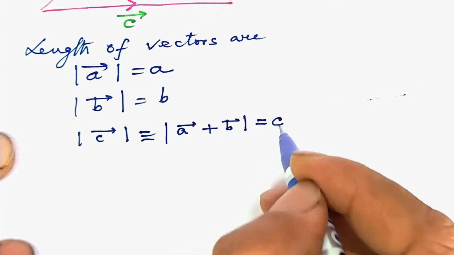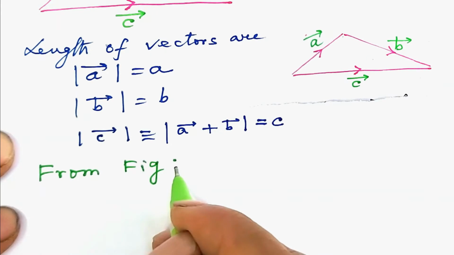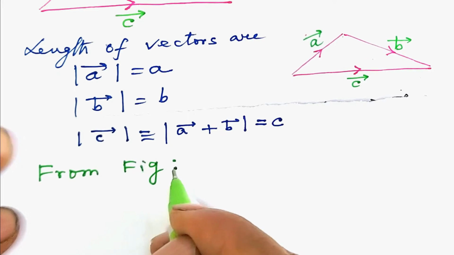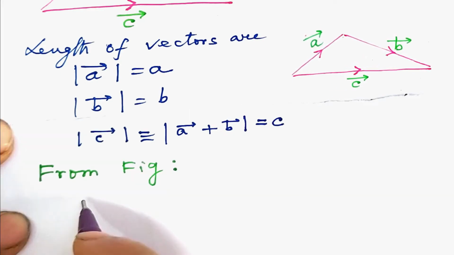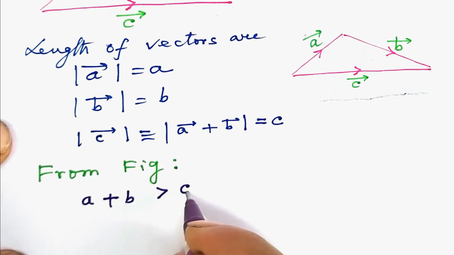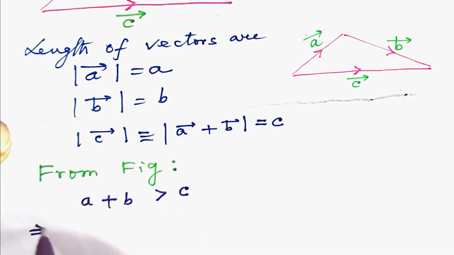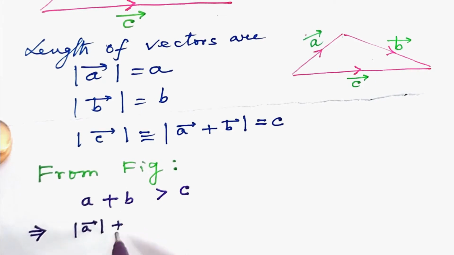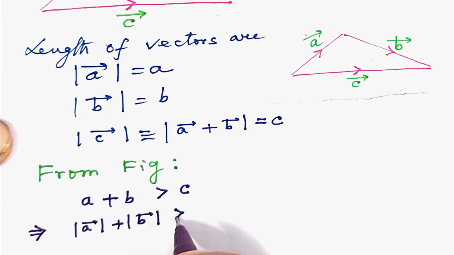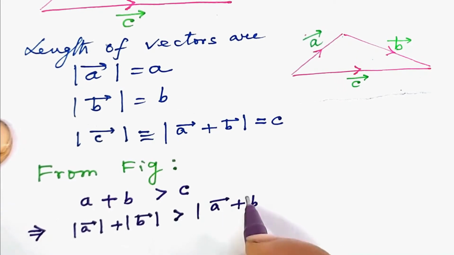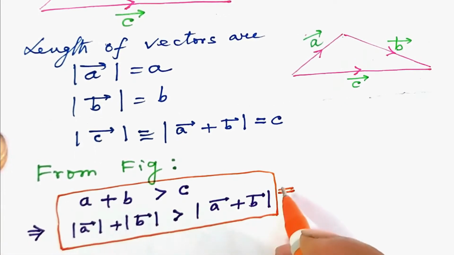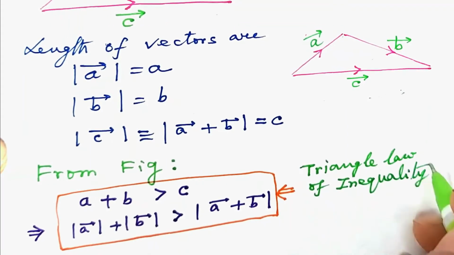Let us refer to the figure, and here it is. From the figure, the relation between the lengths is obvious, and let us write it for the case we are considering, that is for three non-collinear vectors, vector A, vector B and vector C, vector C being equal to vector A plus vector B. The relation is A plus B greater than C. We can rewrite in terms of moduli. So mod of vector A plus mod of vector B is greater than mod of vector A plus vector B. And this relation is referred to as triangle law of inequality.